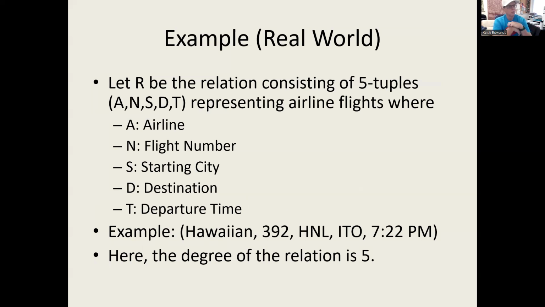So let R be a relation consisting of 5 tuples, A, N, S, D, and T, representing airline flights, where A is the airline, N is the flight number, S is the starting city, D is the destination, and T is the departure time. So, for example, we could have Hawaiian Airlines Flight 392 starting in Honolulu and ending in Hilo, and its departure time is 7:22. Here, the degree of the relation is 5.